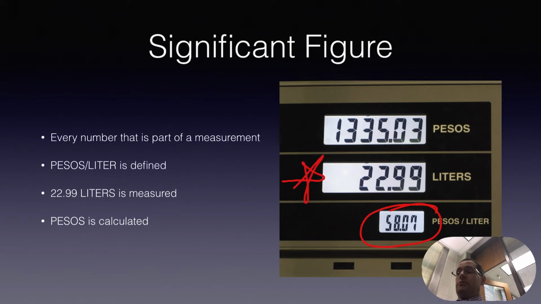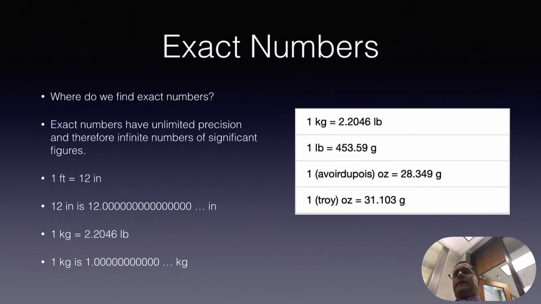22.99 liters is measured, okay? You're topping off your gas tank, and it's reading 22.99 liters. So that's measured, and that's what has uncertainty. The pesos up here is being calculated by the computer that's in this gas pump, okay? So we're not going to focus on calculations right now, but on errors in measurements. Okay, where do we find exact numbers?